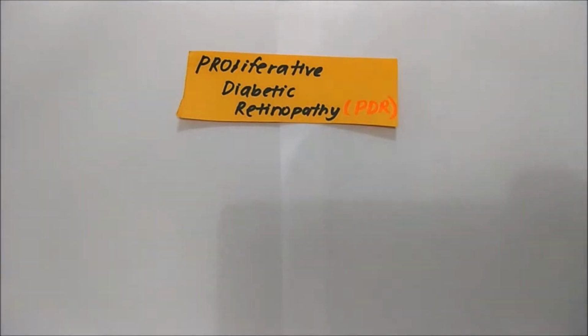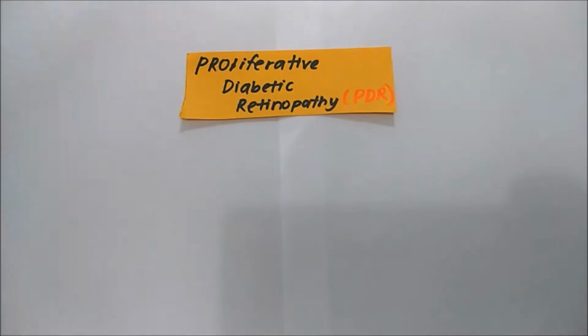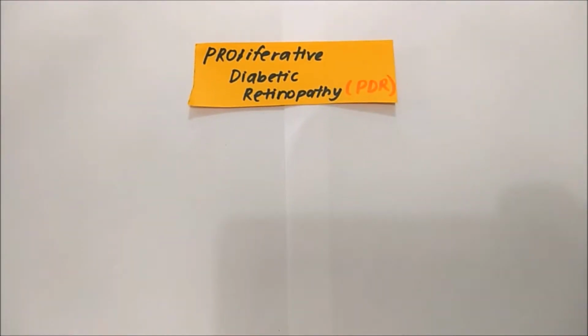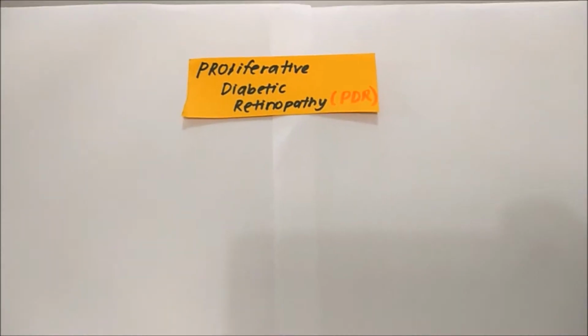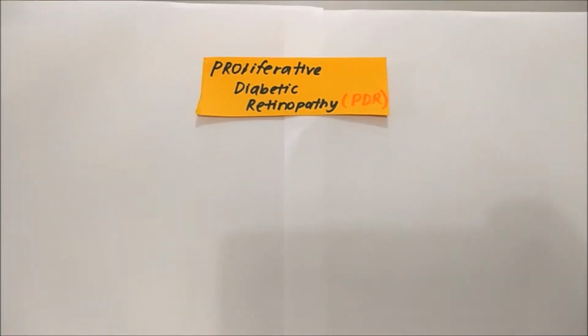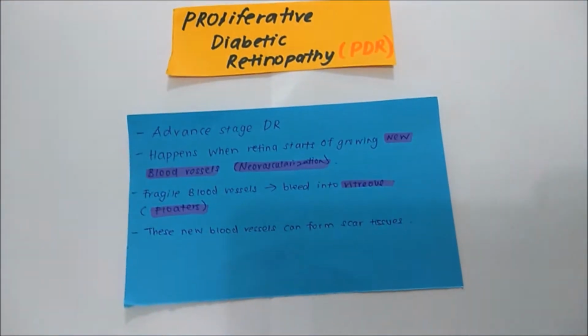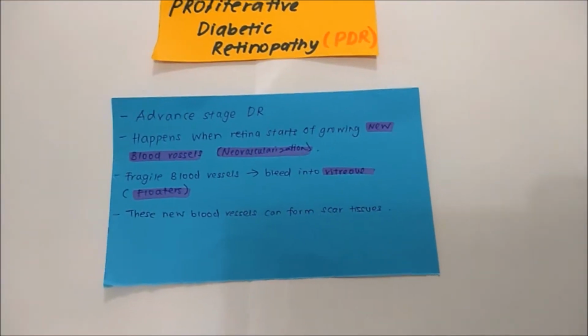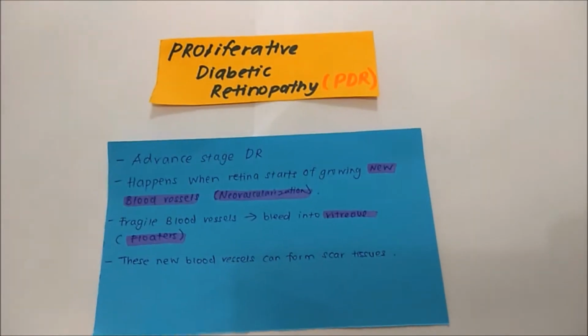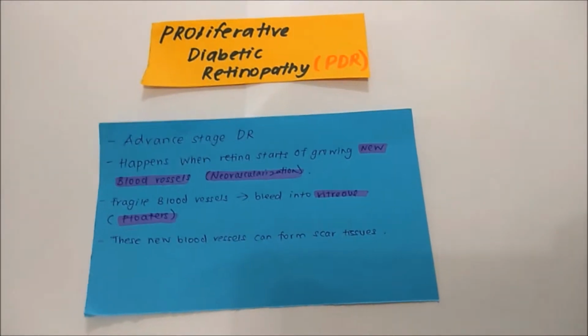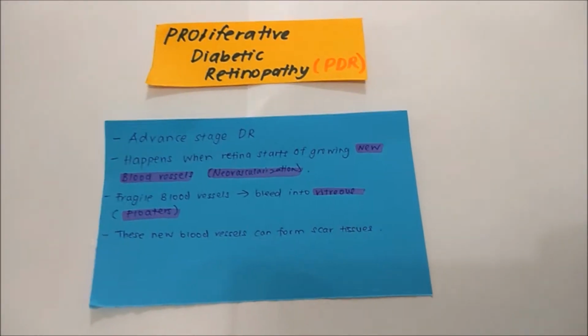The next stage is proliferative diabetic retinopathy. If the severe non-proliferative diabetic retinopathy stage is untreated, it progresses to proliferative diabetic retinopathy. This is the stage we call the advanced stage. It happens when the retina starts growing new blood vessels, which is neovascularization. The fragile blood vessels often bleed into the vitreous.